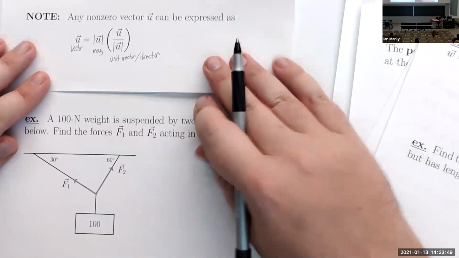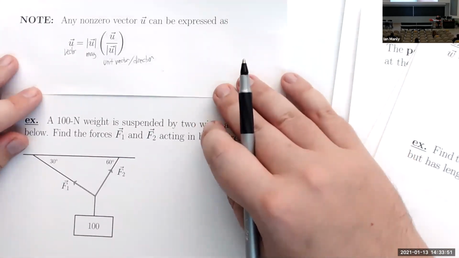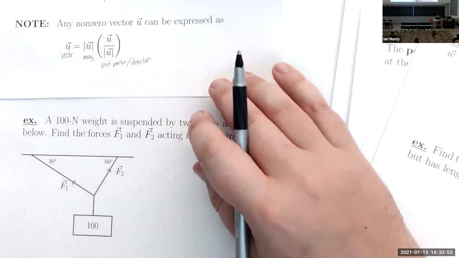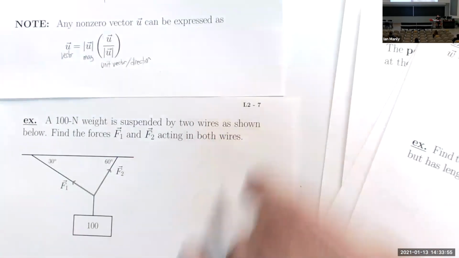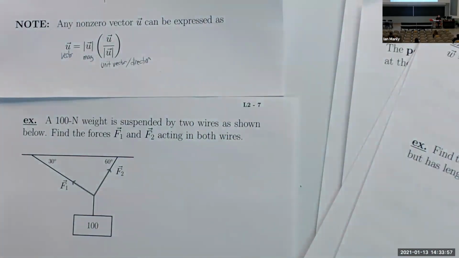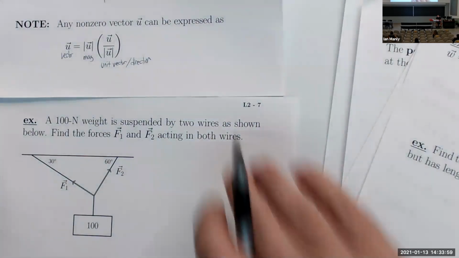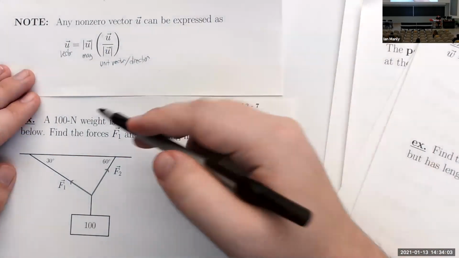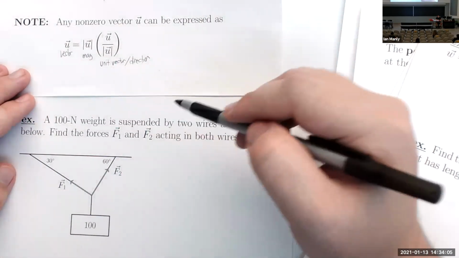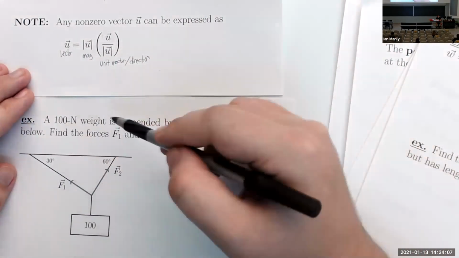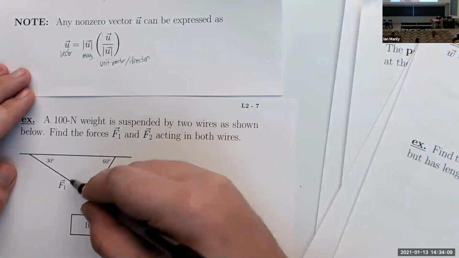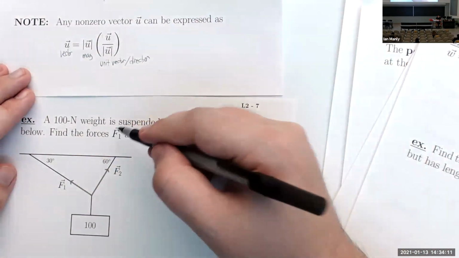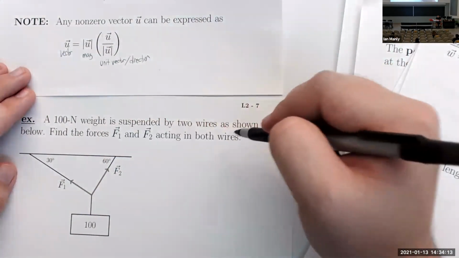All right. So this is going to be a physics problem, and spoiler alert, we're going to see a fair amount of physics problems because physics is probably one of the fields that applies math the most. So a lot of our practical examples are going to come from that. All right, anyways, a 100 Newton weight is suspended by 2 wires as shown below. So we have F2 and F1. Find the forces F1 and F2 acting in both wires.